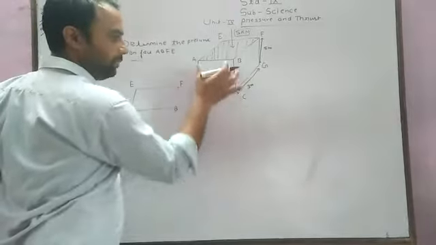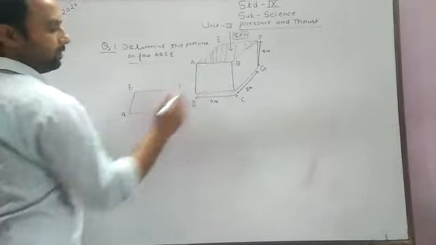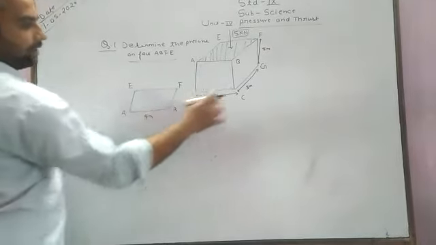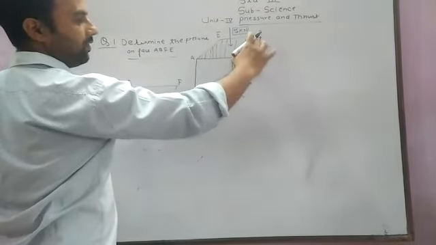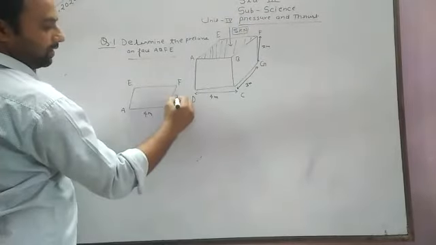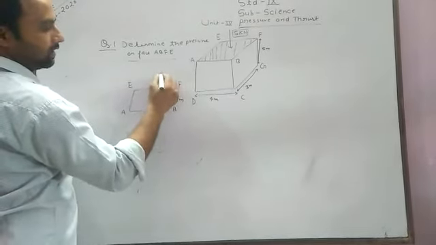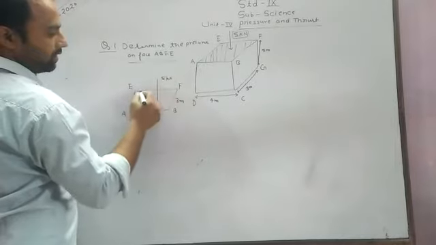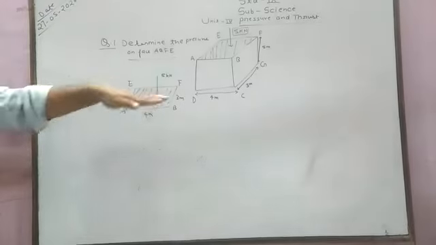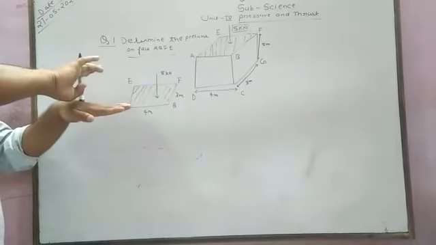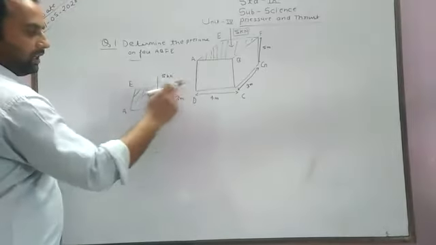The dimension AB, what is the value of AB? AB is equal to 4 meter. What is the value of FE? This is the value of FE, and this is equal to 3 meter. And the force is acting perpendicular, and this is compressive in nature. This is the face and this is the force acting on it. We have to determine the pressure on A, B, F, E.